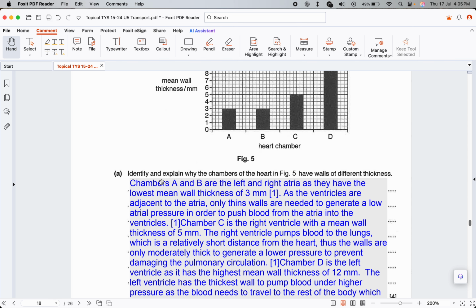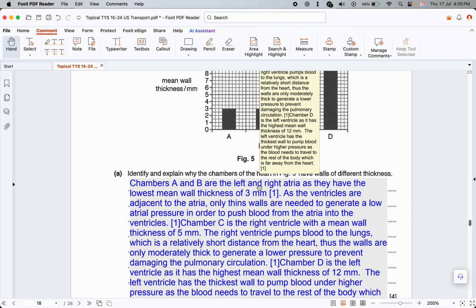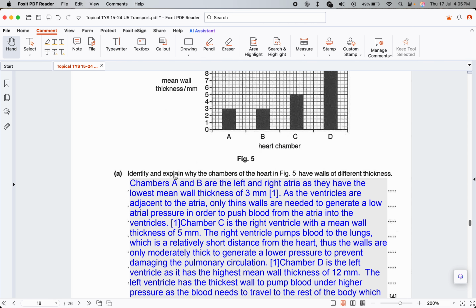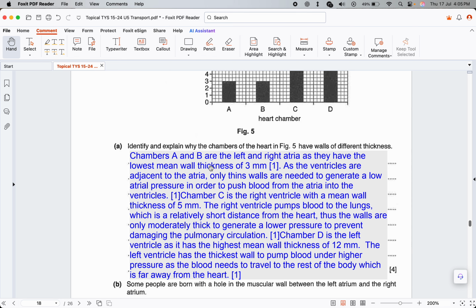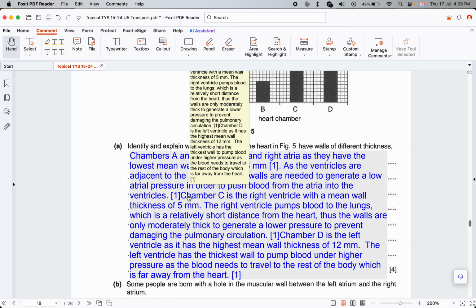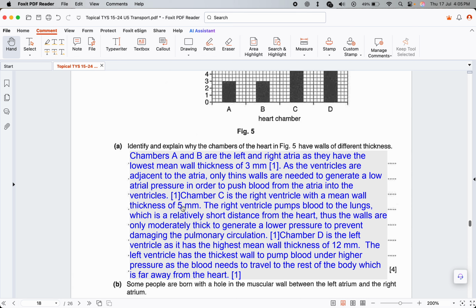Okay, so chamber A and B are the left and right atria, as they have the lowest mean wall thickness of 3 mm. Okay, so both the atria have thinner walls as compared to both the ventricles. Okay, and some of you got a bit confused. You thought that A and B is the right side of the heart. That's not true. The ventricles are adjacent to the atria, so only thin walls are needed to generate a low atrial pressure in order to push blood from the atria into the ventricles. 1 mark.